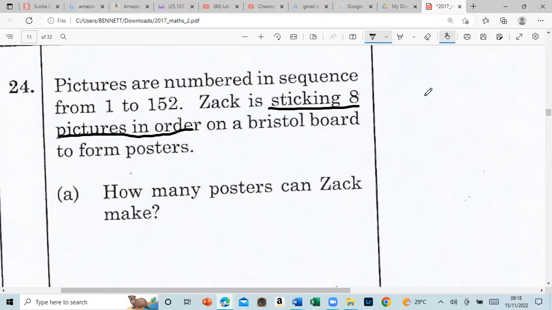Yes, so from 1 to 52, he's taking 8 pictures in order on a Bristol board. I don't even know what this is. The form posters. So let me just assume say 8 form 1. I don't see any other solution. I don't know what they say. Pictures are numbered 1 to 52. We know that Zach is sticking 8 pictures in order. What do you mean by that?